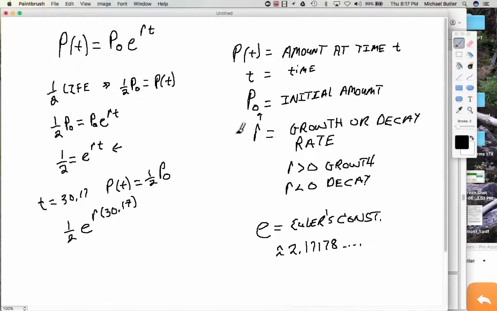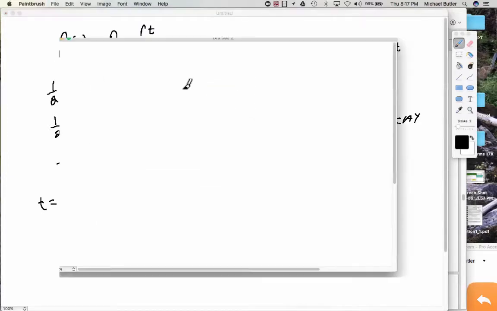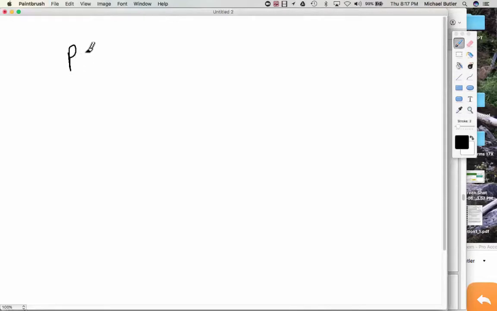Okay, now there's another way. Let me do a new screen here. I just want to do this problem one more time, just a slightly different way. There's another way of looking at it. So you could have said, okay, they gave me the time. They said the time was equal to 30.17.